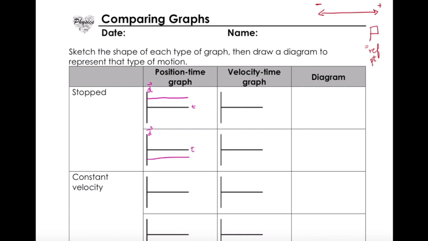Okay, for a velocity versus time graph, so v-t, if it's stopped, it's going to have a velocity of 0, so it will be on the y-axis located at 0. Okay, so for the diagram of this, we have our reference points. For the first graph, the person is in the positive direction stopped. And for the second, the person is in the negative position stopped.